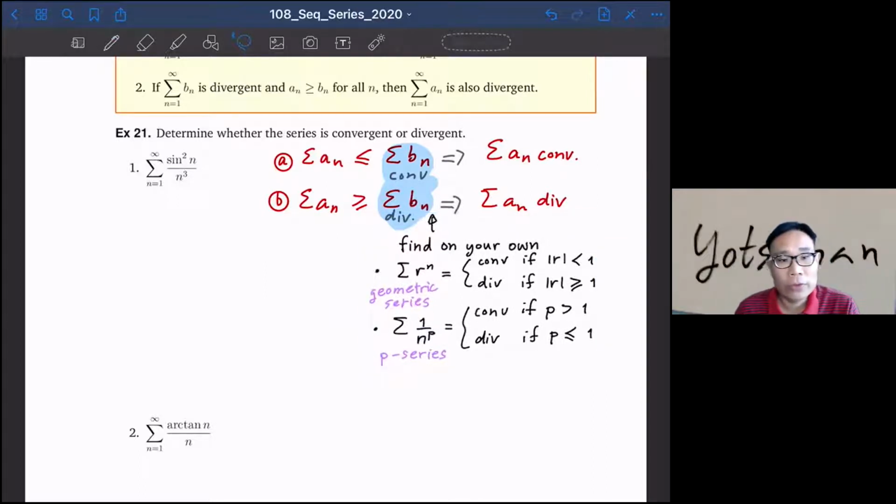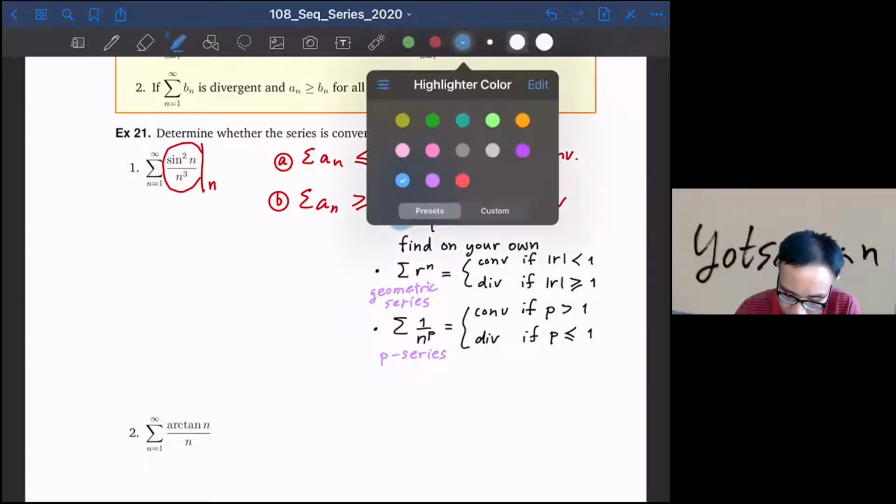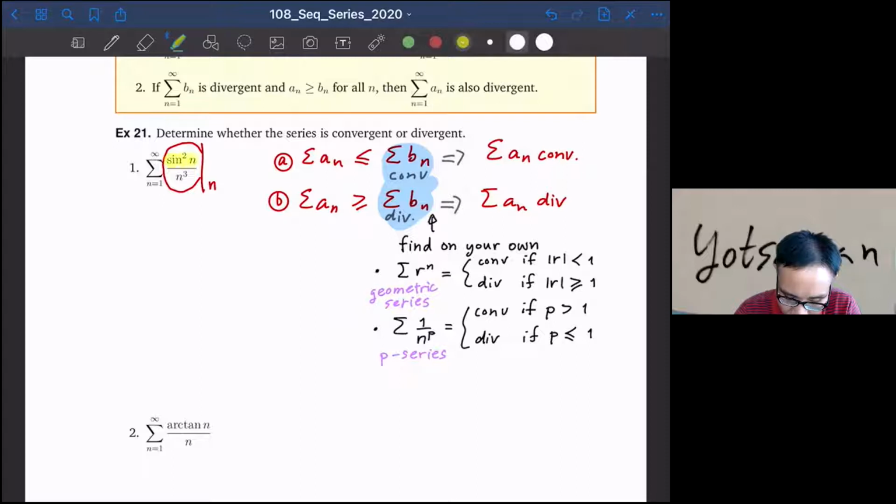So we are going to do the first example. In the first example, you have your a_n here, a_n equal to sine squared n over n to the third. In this case, you are going to look at sine squared n, and we know that sine squared n is always less than or equal to 1.